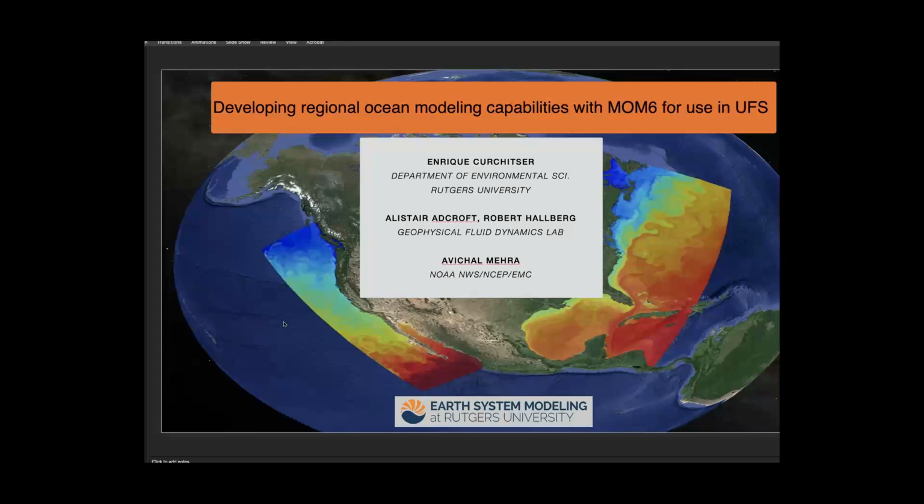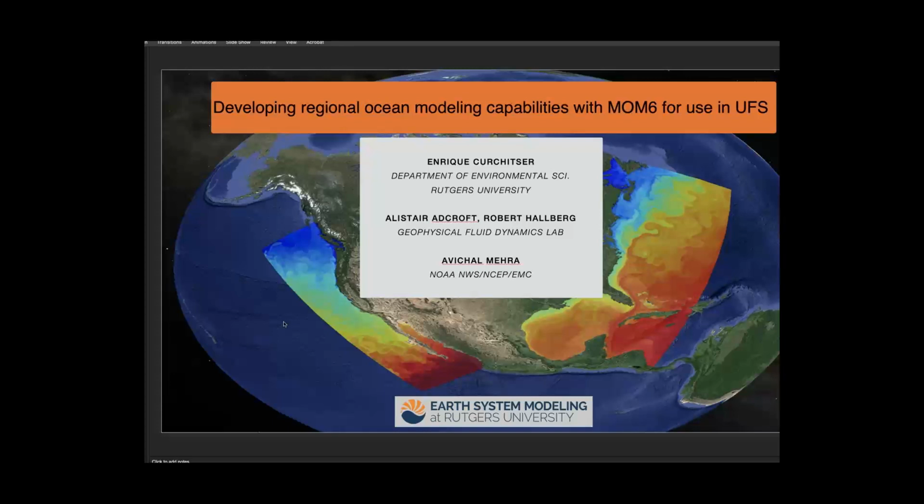And the main goal that we have is to develop regional or limited area capabilities to use in UFS, using the MOM6, the GFDL MOM6 ocean circulation model.